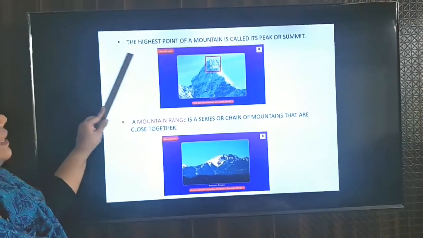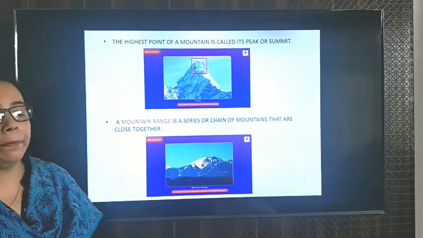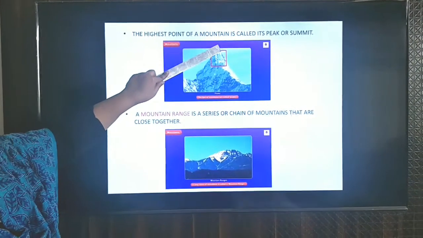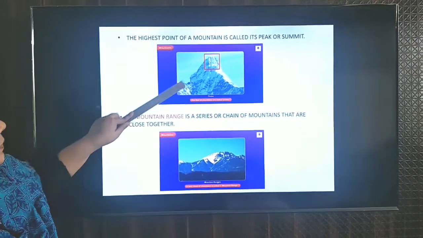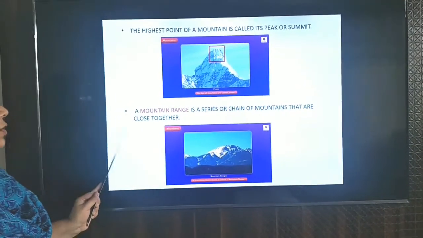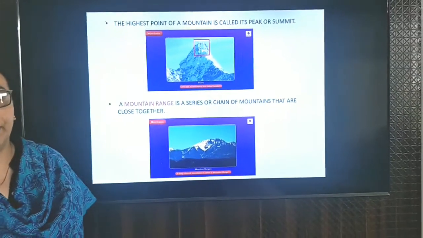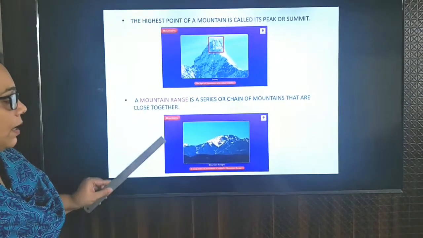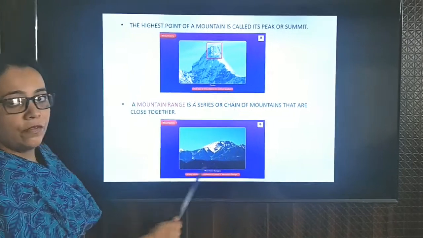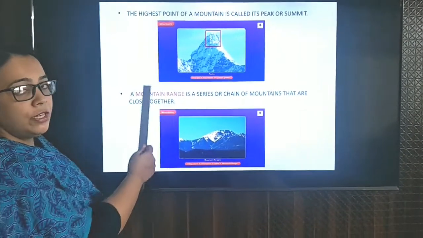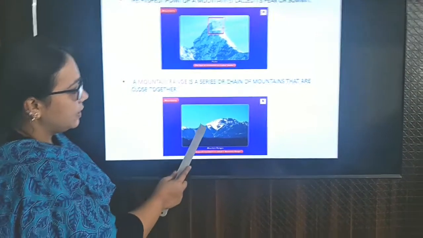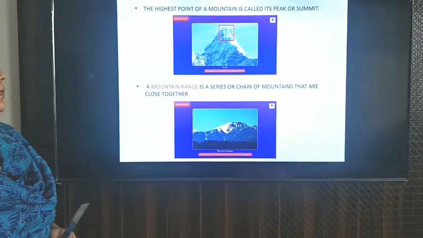The highest point of a mountain is called its peak or summit. See, the tip of the mountain. A mountain range is a series or chain of mountains that are close together. See, all mountains are different. There are different types of mountains. Some mountains are like a long chain, so many mountains together. This is called a mountain range, like the Himalayan mountains.